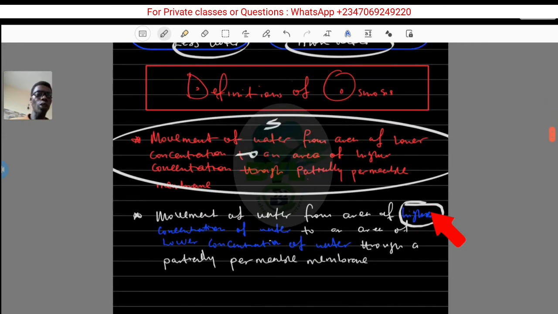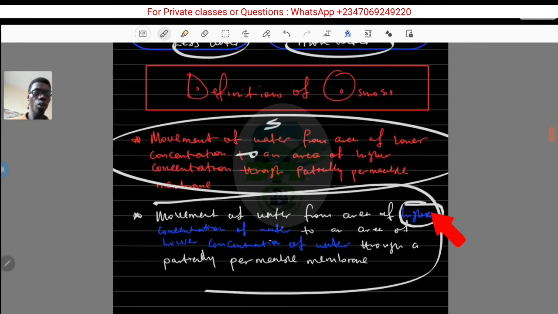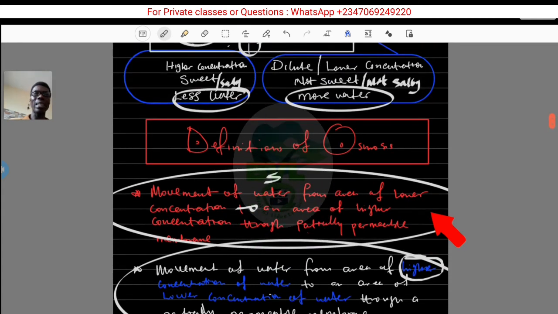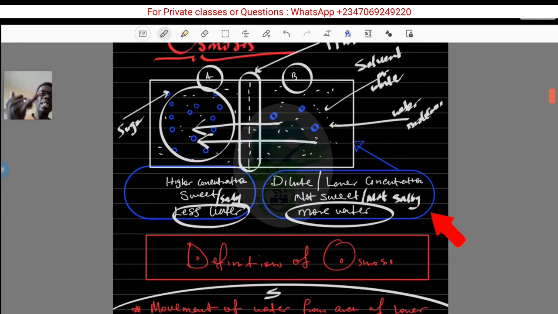So basically, this one refers to solvent definition. So it means that when you are using this definition, you're referring to solvent. Either way, these two are super correct. I mean, very, very correct. So you need to remember this very well, that the area that has higher concentration, we have less water. The one that has lower concentration, we have more water.